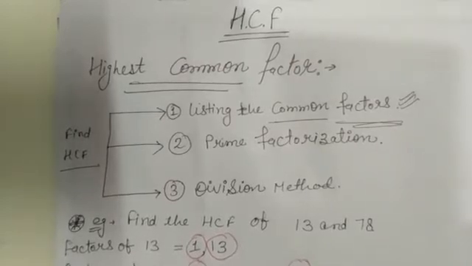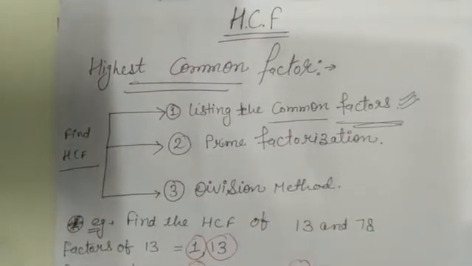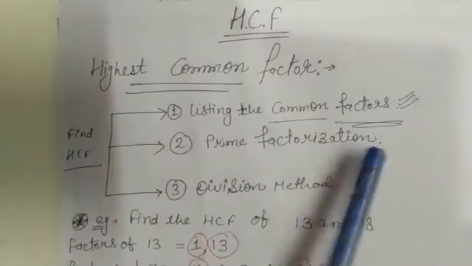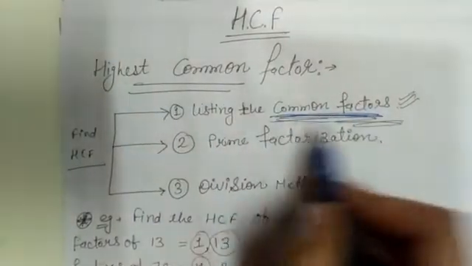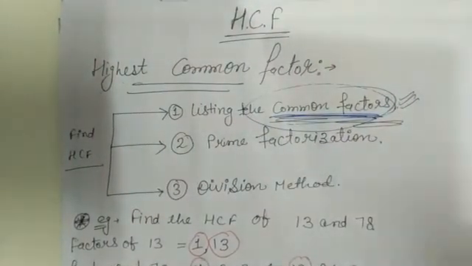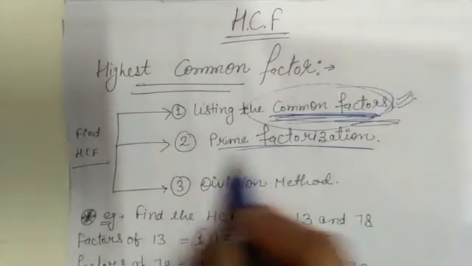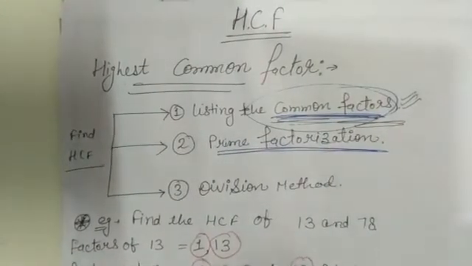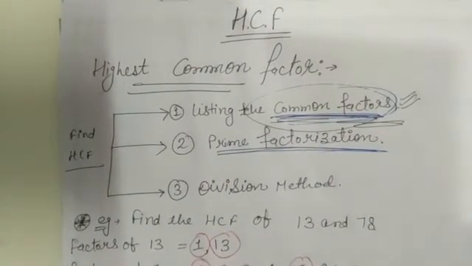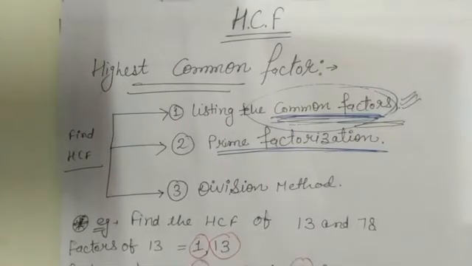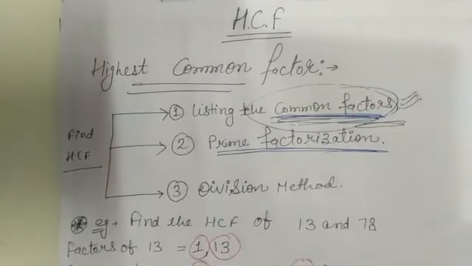So in the last video we had started HCF, that is highest common factor, and I told you about the listing the common factors method, right? I will take one more example of this method so that it will be easier for you, but this time I'm going to take three numbers. That means you have to find the HCF of these three numbers. I am also going to tell you about prime factorization. We had discussed how to find prime factorization, but today we are going to learn how to find our HCF by prime factorization.